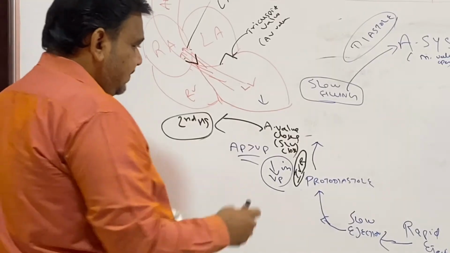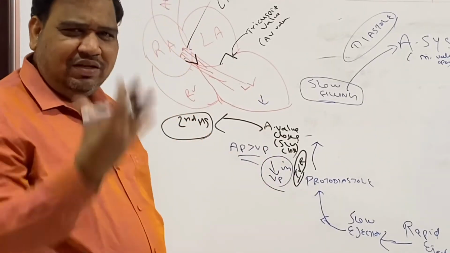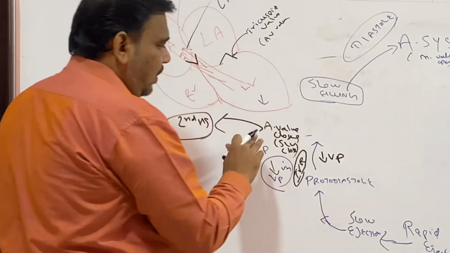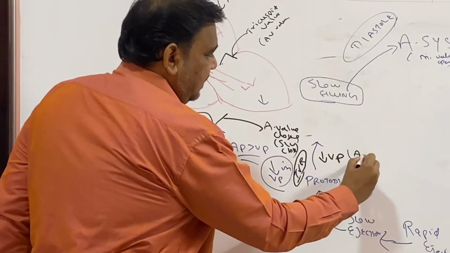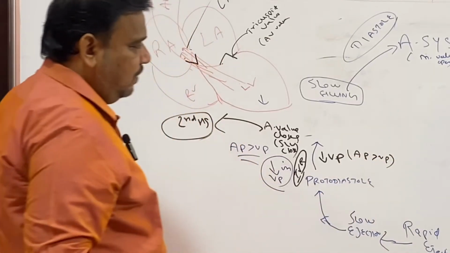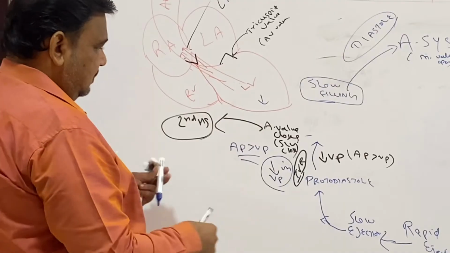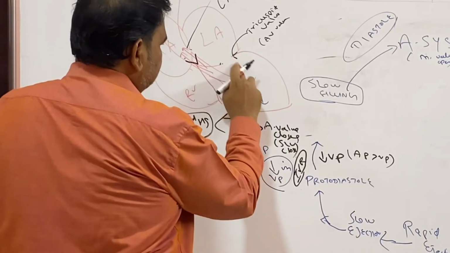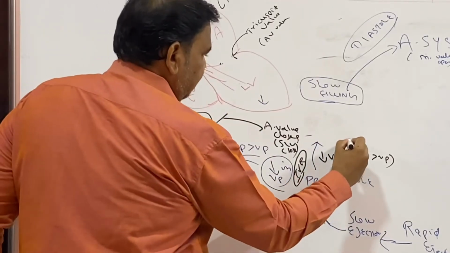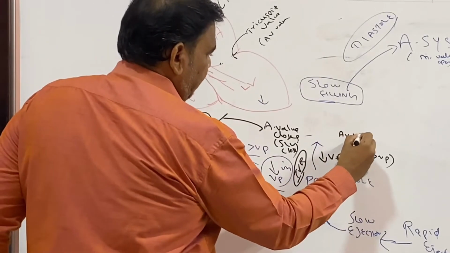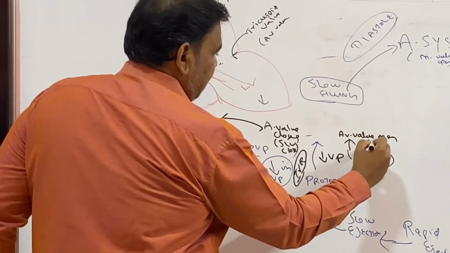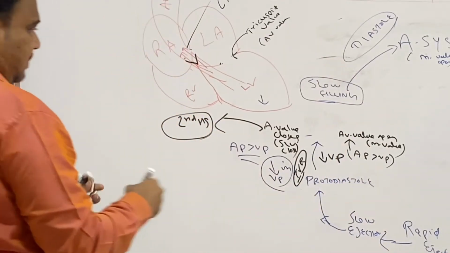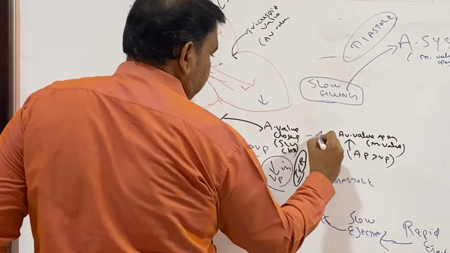Now what happens to ventricular pressure? It is decreasing because all the blood is pumped out. So there is a decrease in ventricular pressure. So now atrial pressure will be greater than ventricular pressure. So what is expected? This has to open. Because of this, the AV valve opens, which is the mitral valve if I take the left ventricle. Mitral valve opens.